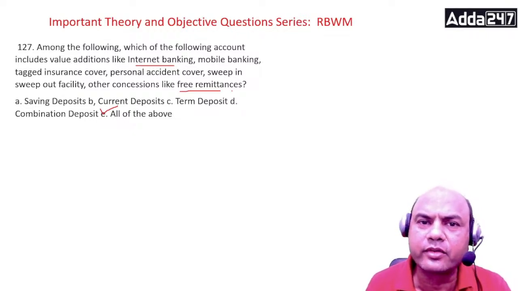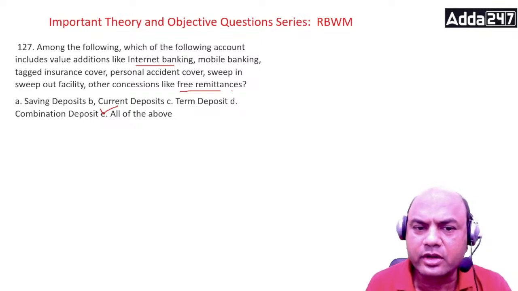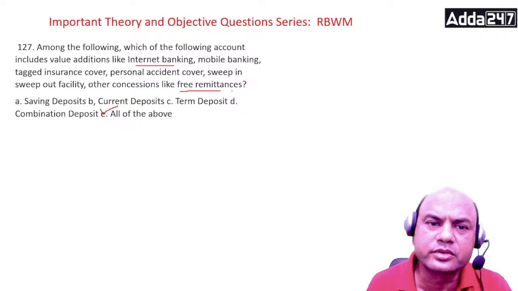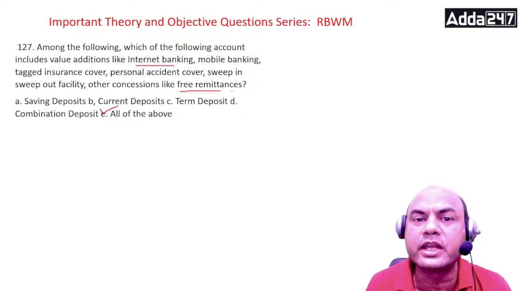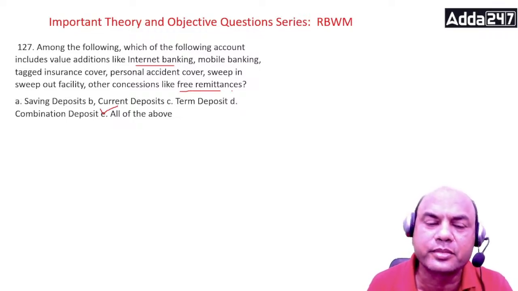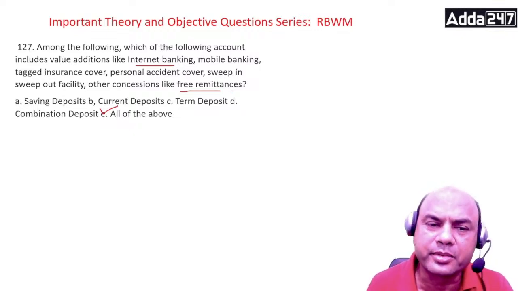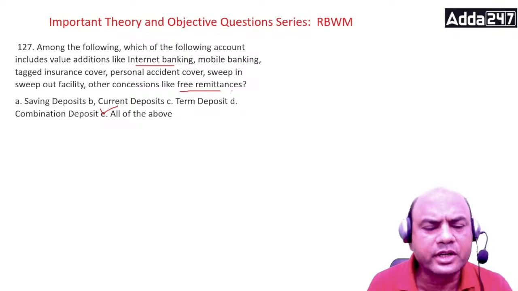Mobile banking, I can give it for FD also. Am I not a customer of the bank? Any term deposit customer who has only FD with you is also an equally important customer as that of savings and current. So I can add insurance cover and personal accident cover on this term deposit also. So it is all of the above.